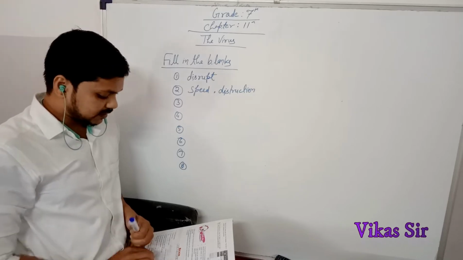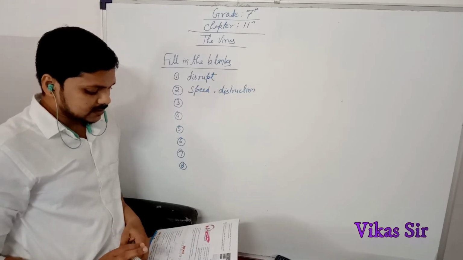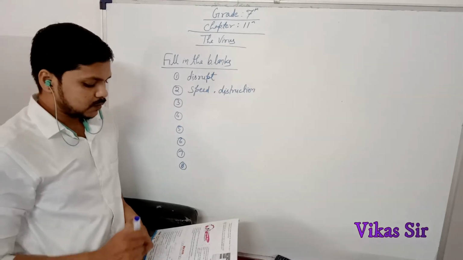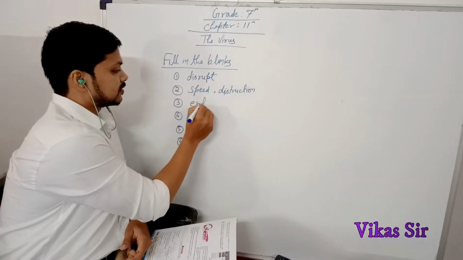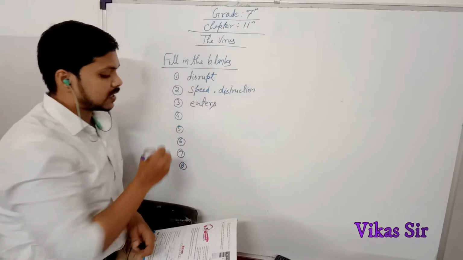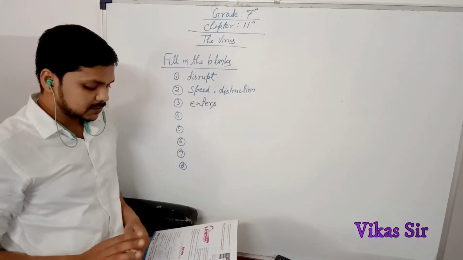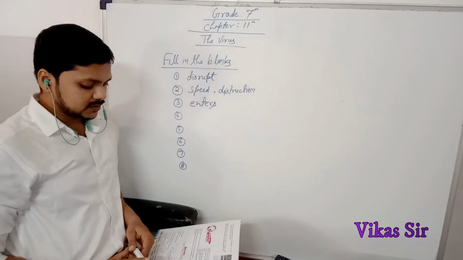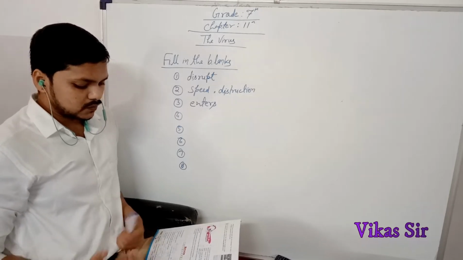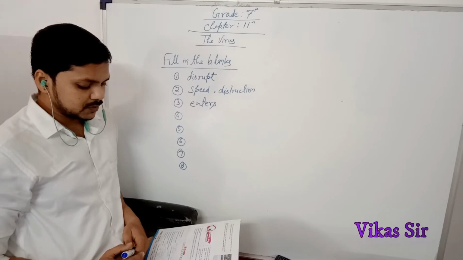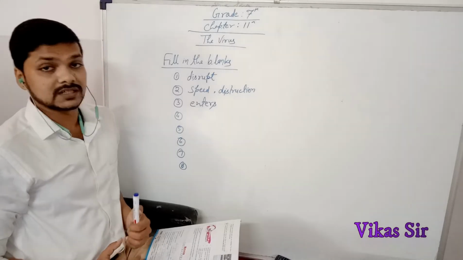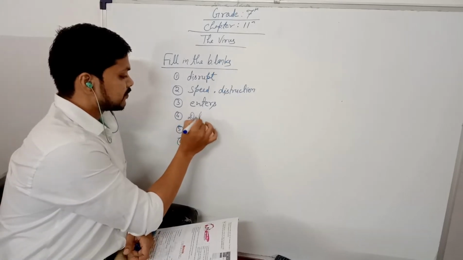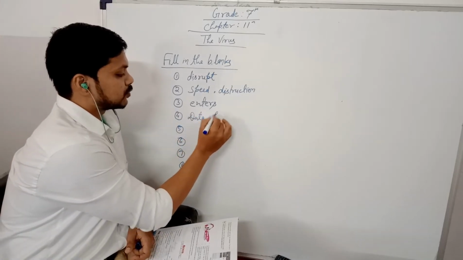Now we are coming to the third: virus does what in the computer without the permission or knowledge of the user? Virus enters. Right here, enters means virus enters without the permission of the user. Next, fourth is: a computer virus causes harm to what that is stored in computer by overwriting them with garbage. So here we have to fill first data, and in second we have to write here program.